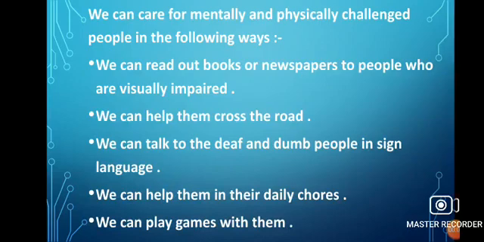We can care for mentally and physically challenged people in the following ways. We can read out books or newspapers to people who are visually impaired. We can help them cross the road. We can talk to the deaf and dumb people in sign language. We can help them in their daily chores. We can play games with them.